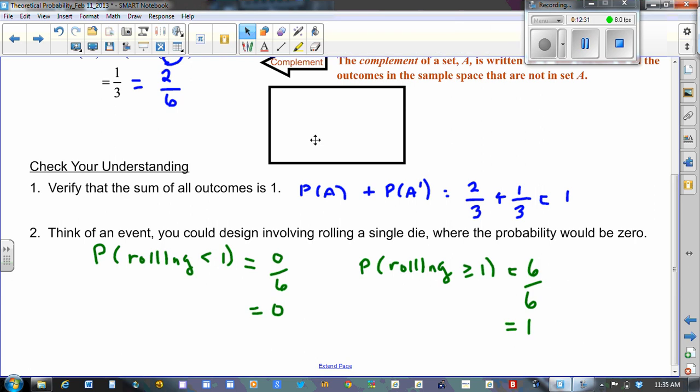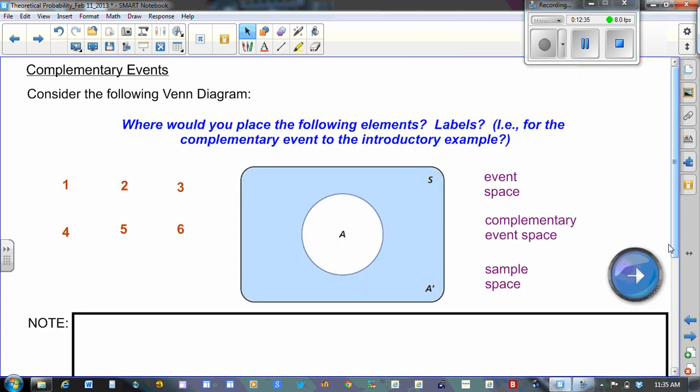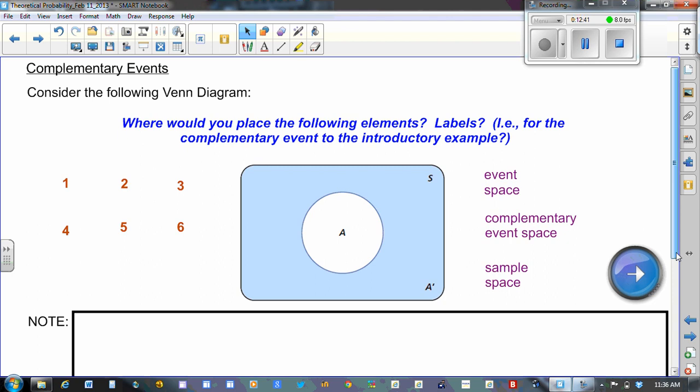So moving forward, just a little more information before you get into some practice. The idea of complementary events was brought up before, and now let's consider them in the context of something pictorial, like a Venn diagram. So I'd have you pause the video and go through the same exercise by placing the elements we have here, as well as these terms, into the Venn diagram below.